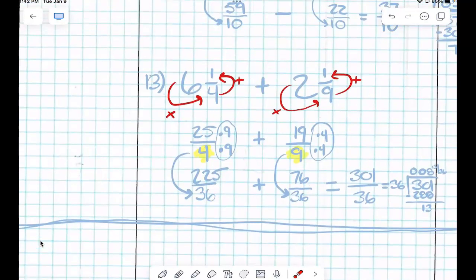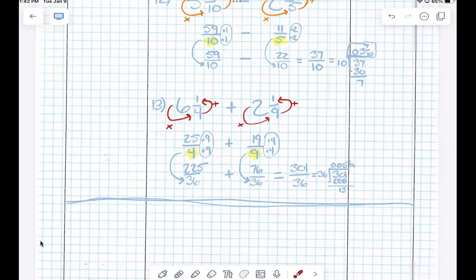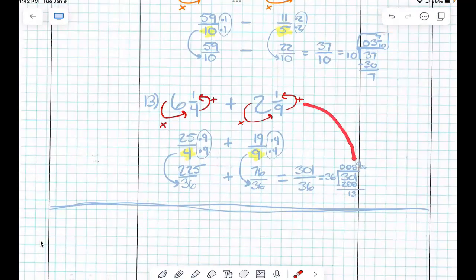Yes. What do you notice about these two numbers if I just do a quick estimate? What is 6 1/4 plus 2 1/9 as a quick estimate? 8. Is this answer pretty close to 8? Yes. We feel okay with this?